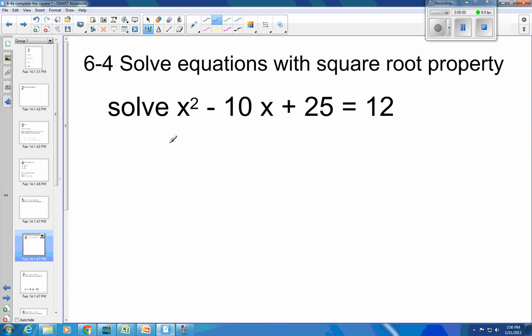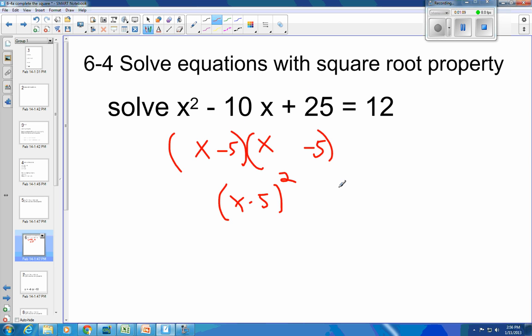Well, that means whenever I go to factor this, that 5 times 5 gives you the 25, and negative 5 plus negative 5 gives you the 10. Which means that this is actually (x minus 5) squared. And that's kind of important because it helps us solve this problem by factoring.